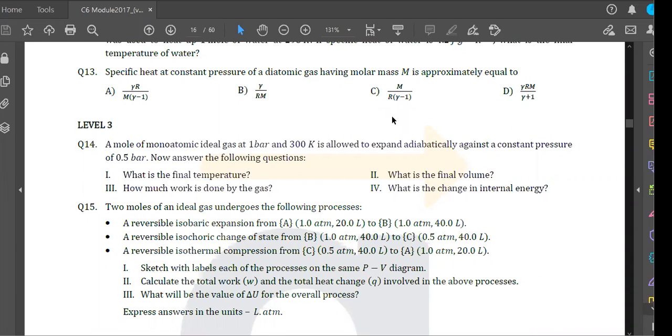See question number 13. 13 is easy, right? 13 is basically formula. That's it. Specific heat. Tell me, what is specific heat?